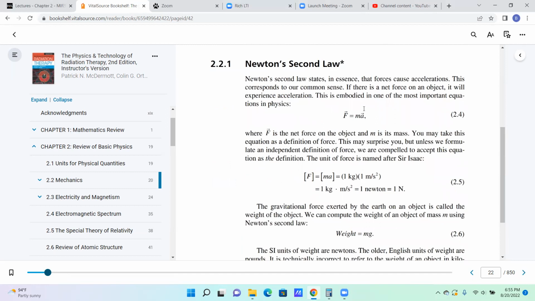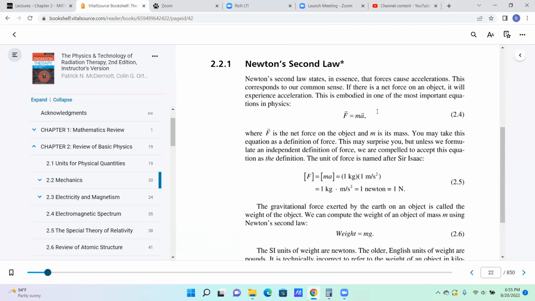We move on from velocity and acceleration, and since we now know what acceleration is, we're going to use that definition to tell us what force is. So force is, according to Newton's second law, equal to mass times acceleration.